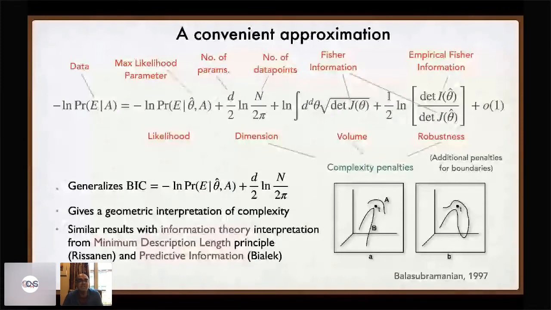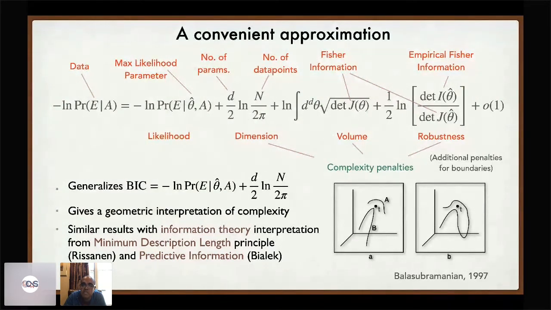But let's look at what it does. The first term here rewards a model for having a good maximum likelihood parameter. Namely, if you come close to the truth, it rewards the model. The second term penalizes models that are high dimensional. That makes sense as a punishment for complexity, right? The third term penalizes unconstrained models. That also makes sense as a complexity penalty. And the fourth term actually turns out to be penalizing a lack of robustness. You can understand this like this.